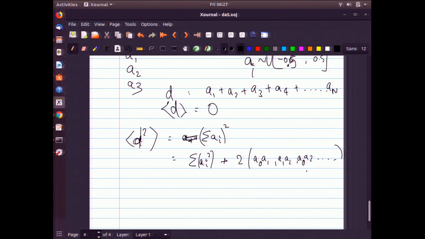Okay, now we need to take the expectation of this. What is the expectation of all of these pair terms? I'll make it easy. You can show that it's 0. So these things will end up with 0. What is the expectation of sigma Ai squared? So what is the expectation of A1 squared?